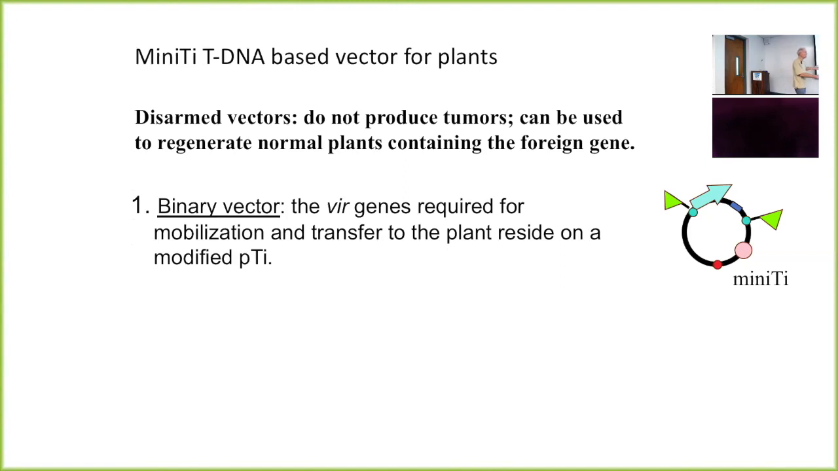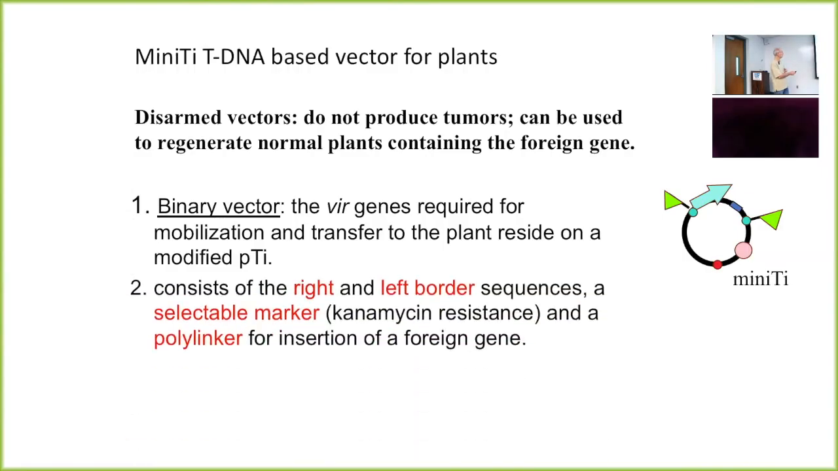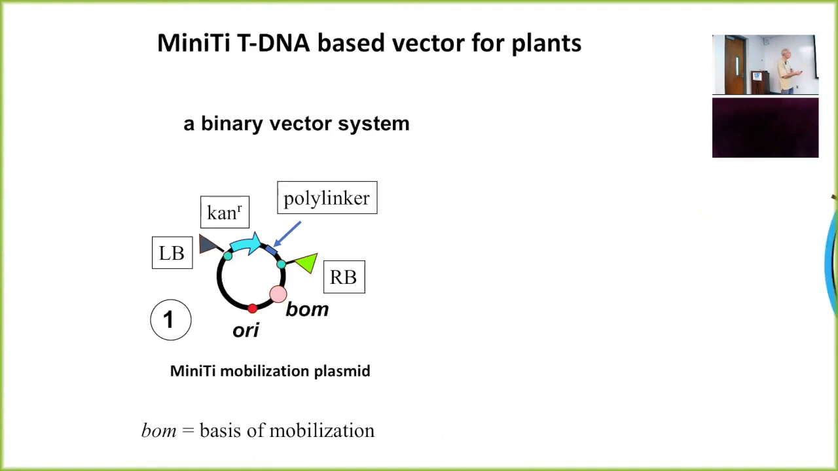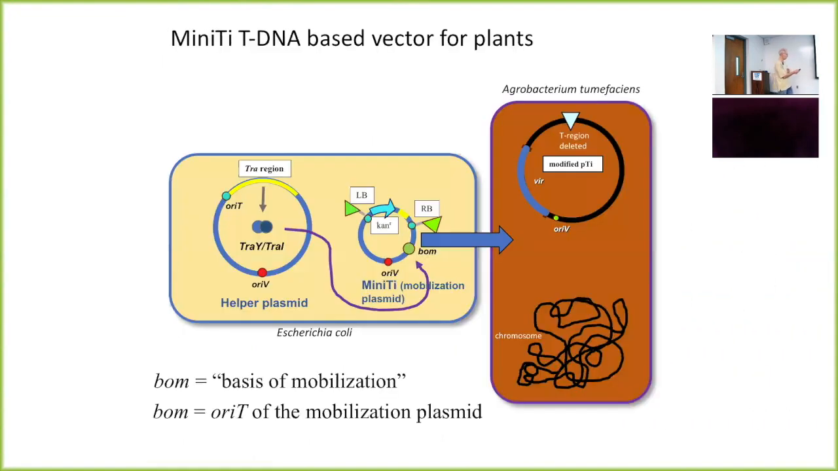So you've got the mini Ti. In the first transfer system, what you needed was a basis of mobility. You needed the oriT to be on the mobility plasmid. Let's go to another. What did I do here? I'm going to go to this slide here. Here you can sort of see all of it. So the first binary system is transferring from E. coli into agrobacteria. You have a helper plasmid and you have a mobilization plasmid. In this case, it's called the mini Ti.